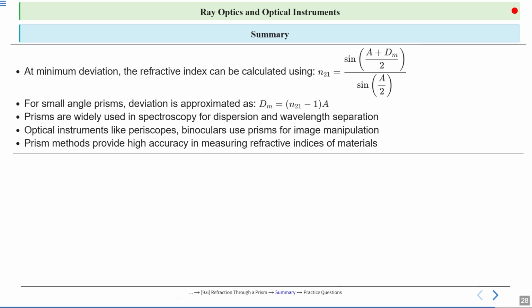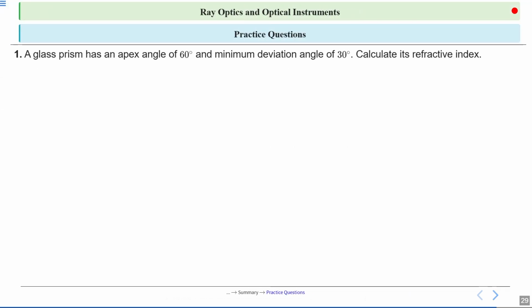Finally, prism methods are highly accurate for measuring the refractive indices of material. This precision is vital in scientific research and industrial applications where exact measurements are necessary. Understanding these methods enhances our ability to study and utilize optical properties.